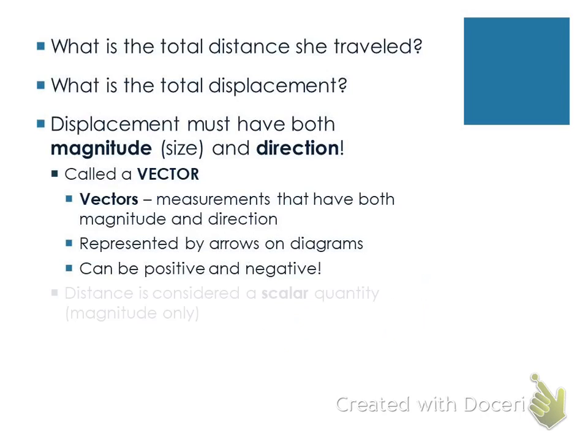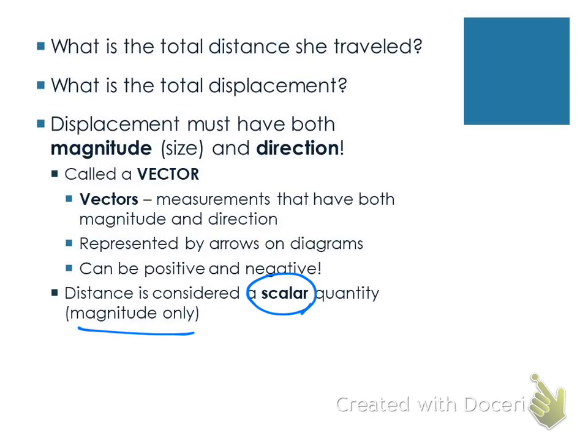Distance is what we consider a scalar type of measurement. And a scalar measurement only includes magnitude. So it's only the number. Magnitude only. So scalars do not include direction. So distance is an example of a scalar quantity, a scalar measurement. And we deal with scalars much less often.